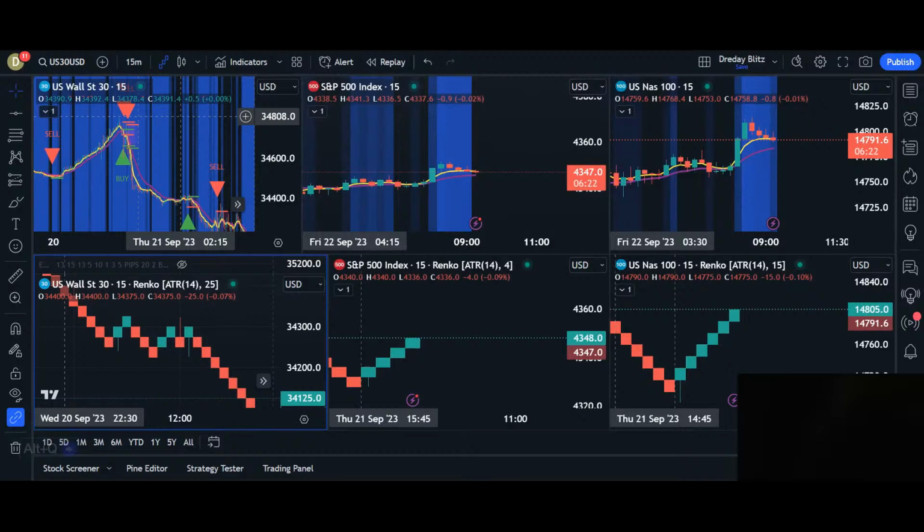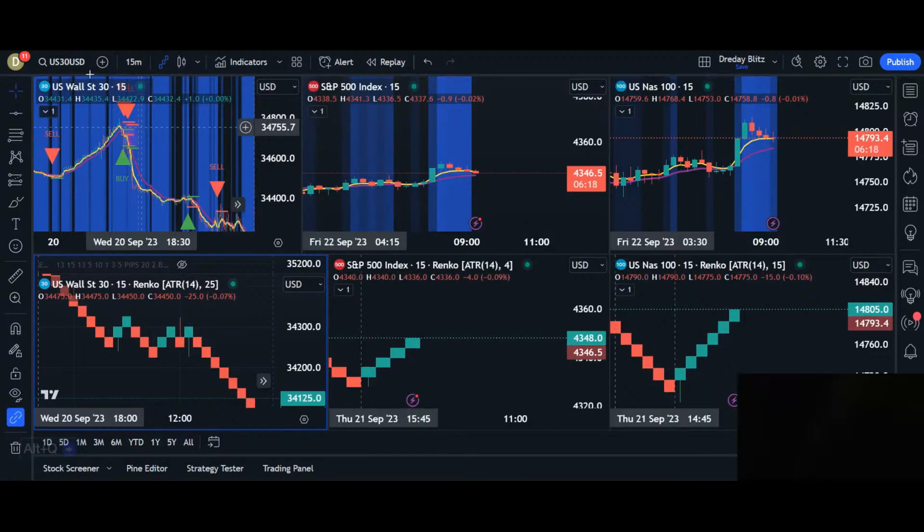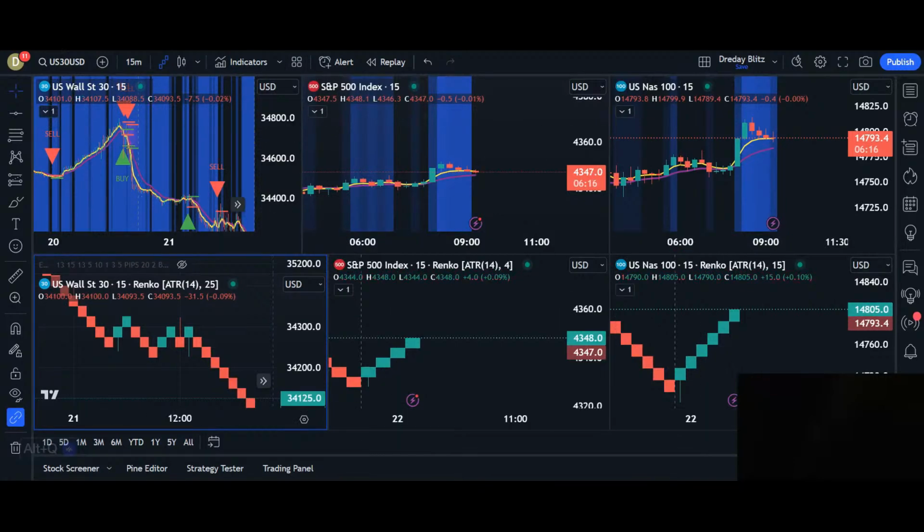We still have less than 7 minutes left before market open. So we're going to see how everything goes. Perfect, everything is good regarding the screen.